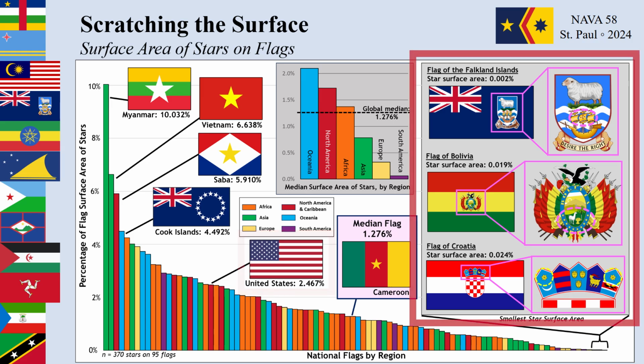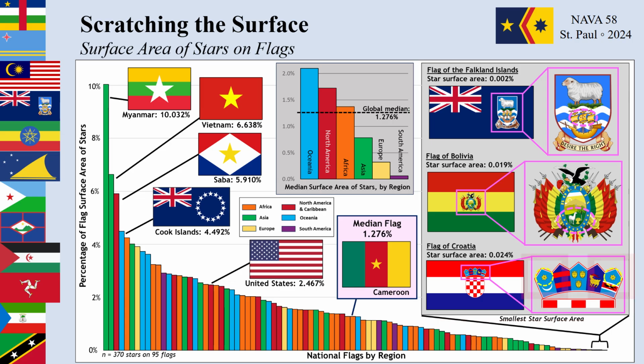2.467%. I will also note that the 5 smallest on the far right over there, the little bars down there, I enlarged them for you. Combined, the bottom 5 represent only 0.12% of the surface area of the flag. That's 20 times smaller than the United States and 85 times smaller than Myanmar.